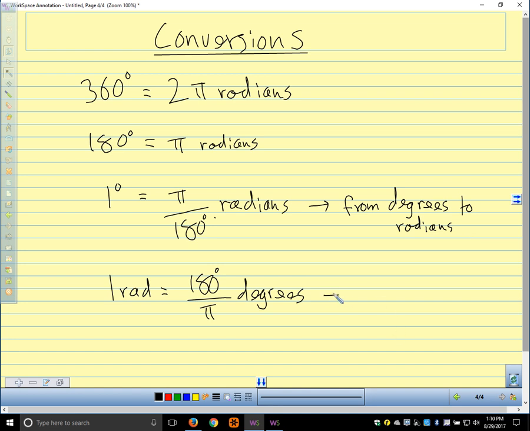And this is going to be from radians to degrees. So if I multiply some angle in radians by 180 over pi, the radians in the denominator cancel with the radians in the numerator, and I just have degrees left. So I think of the units canceling out when I'm thinking of these conversions. So those are our conversions. They come from this relationship.